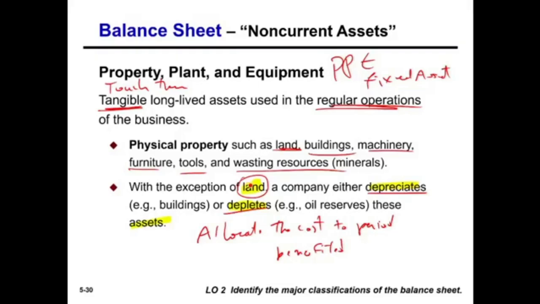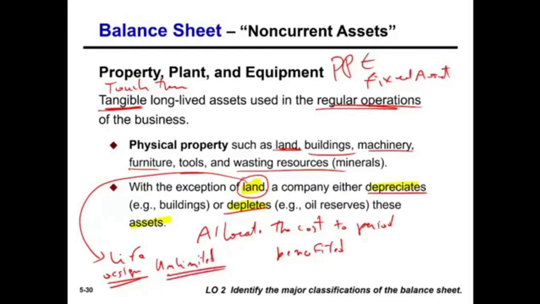Now why don't we depreciate land? Let's just talk about this, because to depreciate something you have to assign a life, a number of years, and land is considered to have an indefinite or unlimited life. When an asset has an unlimited life, you cannot depreciate it. You cannot allocate the cost over the period benefited, because remember, depreciation is taking the cost and allocating it over the period benefited. Well, the period is unlimited, so how can you allocate the cost over an unlimited period of time? That's why land has an unlimited life, and therefore it's not depreciable.